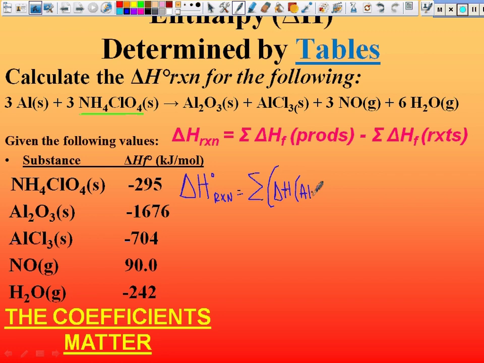AlCl3 plus, and then continue on. Because we're going to do the sum. Well, really what this would be is the brackets. You really could eliminate the sigma if you wanted to. You don't have to. Yeah, because you're saying the sum of the sums.